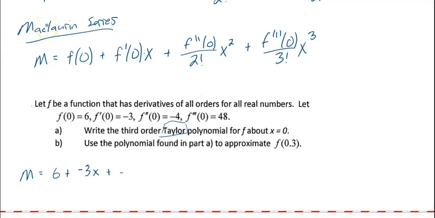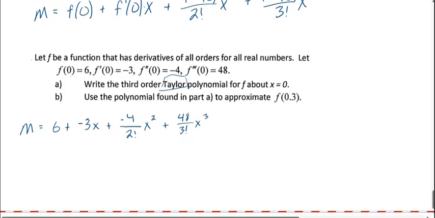And then plus, I get a fraction bar. I get a negative 4 over 2 factorial times x squared. That was the double derivative with a 2 factorial and a squared. Well, what's the triple derivative going to give us? It's going to give us 48 over 3 factorial times x cubed.